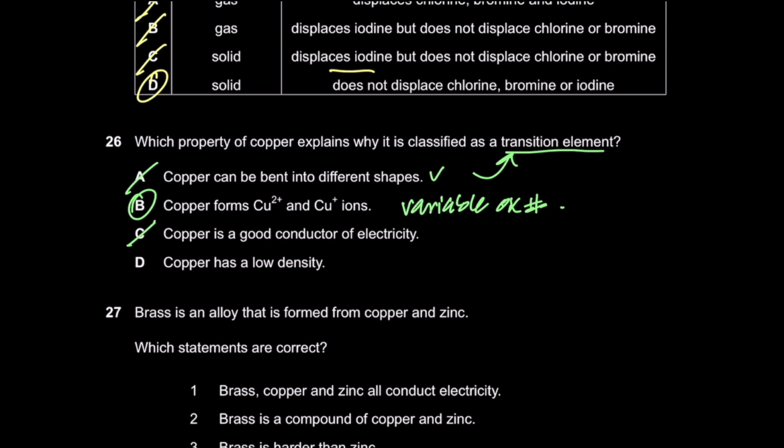Copper is a good conductor of electricity. Dude, metals are all good conductors of electricity because of delocalized electrons. Copper has a low density. Well, if copper has a low density, then sodium and potassium also have low density. They float on water. So D is wrong.